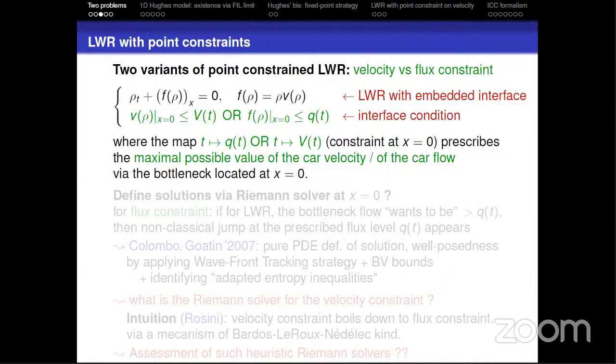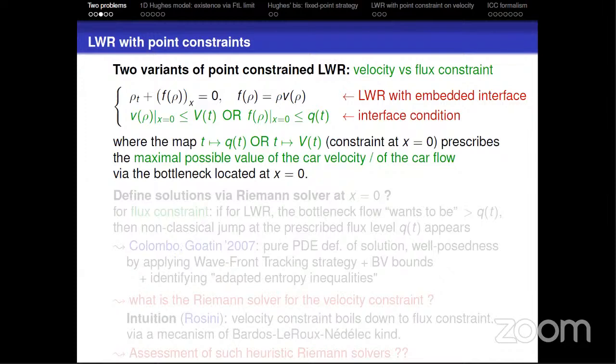So the interpretation of this is more clear, and my final goal will be to try to show you the interpretation of Z. I will give the answer at the end of this slide, and then I'll try to assess it. So here the maps T or V are constrained at x equal to 0, the bottleneck, and it prescribes the maximum possible value either of the velocity or the flow of the current.